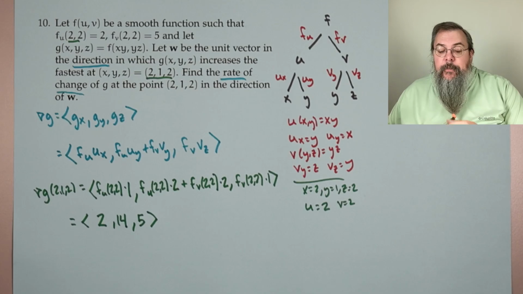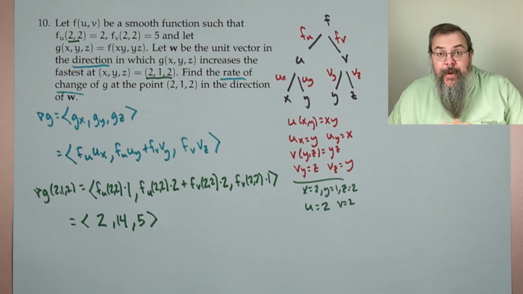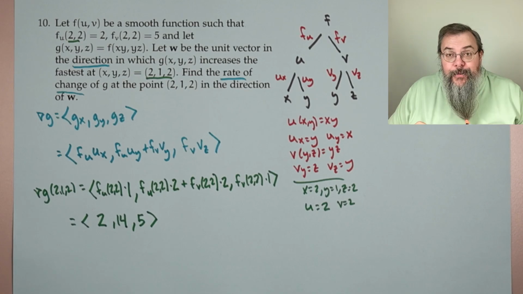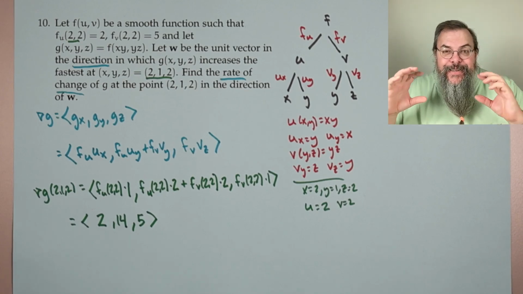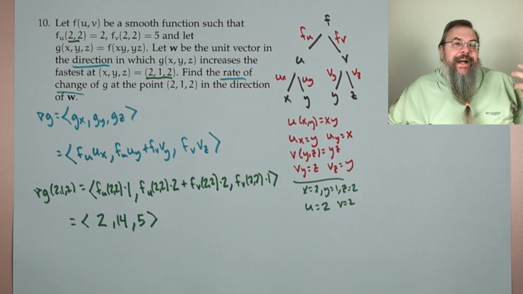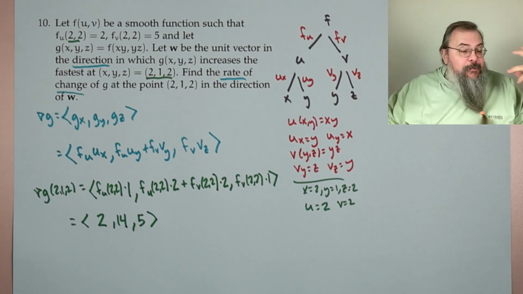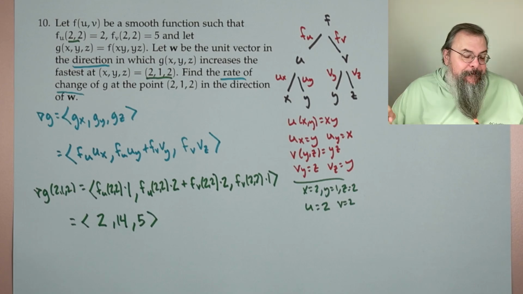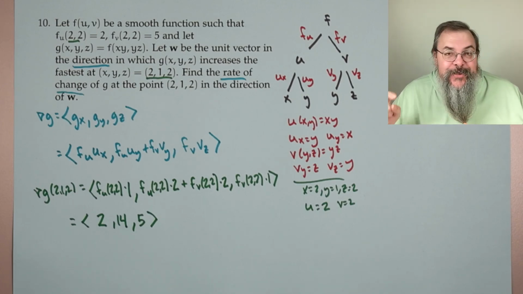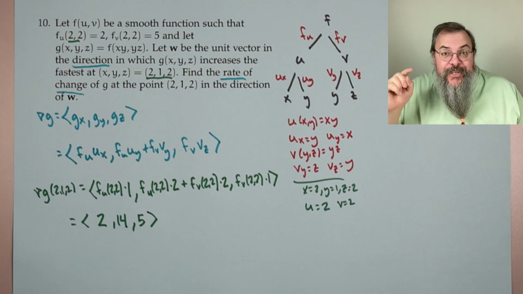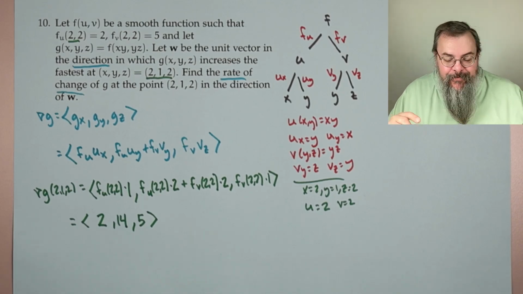Now, the rest of it says, look, we need to find the rate of change of g at the point 2, 1, 2 in the direction of w. Do we need to find w? No. The problem doesn't ask us to find w. So you're like, wait, what? How can we answer this question without finding w? Steve, you punk, you got to know w, right? No. Okay, so check this out. We're going to do something.